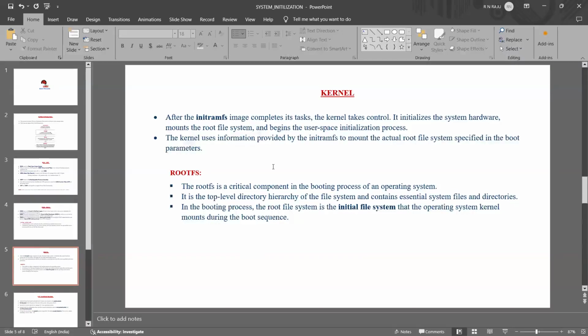So who will load the what? Your root file system. The kernel will load your root file system. That's what I'm saying. Any mistakes in the /etc/fstab file, your OS will be stopped here.